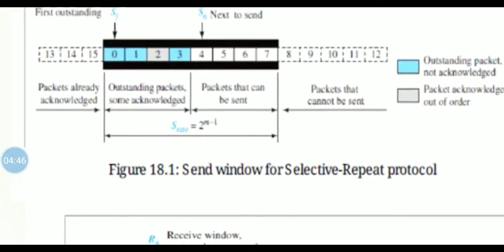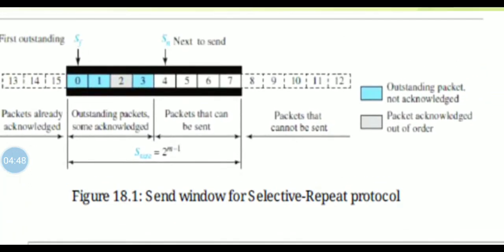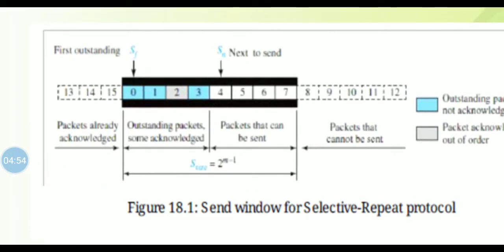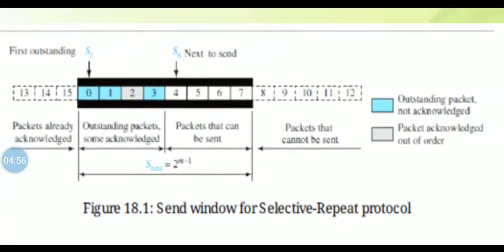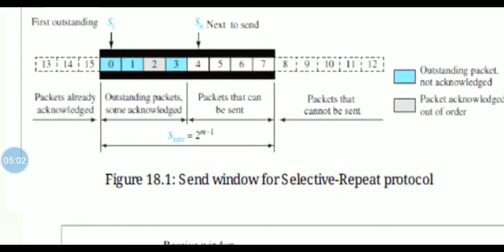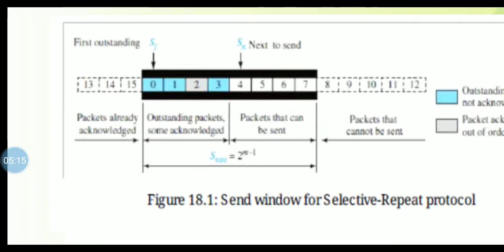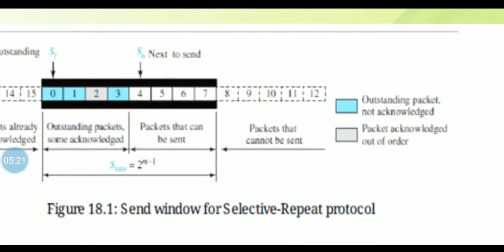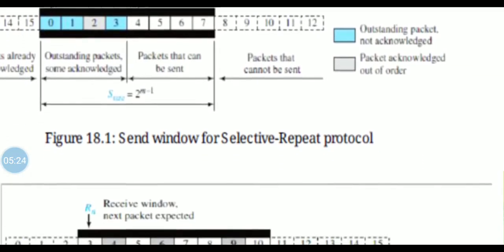You can see packets already acknowledged 13, 14, 15, 0; first outstanding 1, 2, 3, 4; SN, next to send 5, 6, 7, 8, 9, 10, 11, 12. Then outstanding packet not acknowledged, which is a colored one. Packets that cannot be sent are in this range. Packets that can be sent are shown here. Outstanding packets, some acknowledged. SF, SN, then S size is 2 raised to m minus 1. Outstanding packet not acknowledged, packet acknowledged out of order.